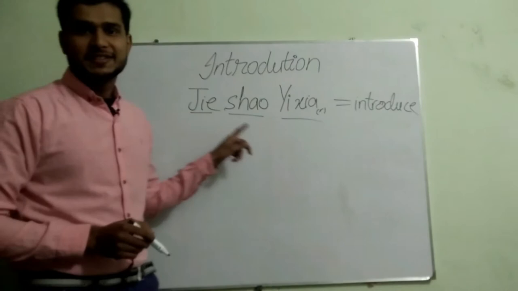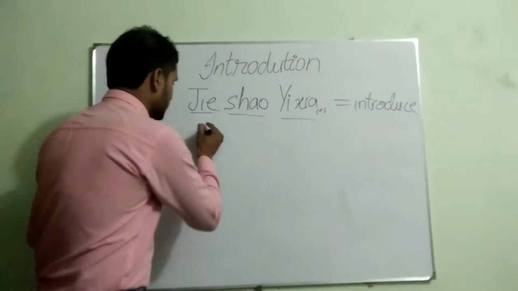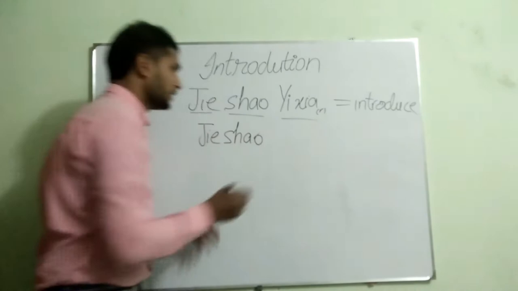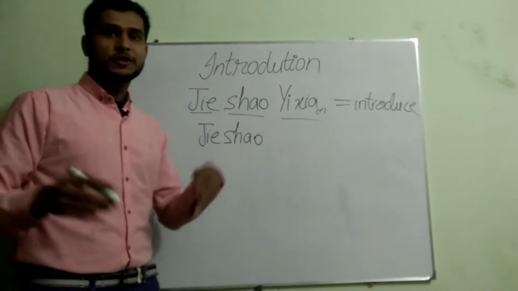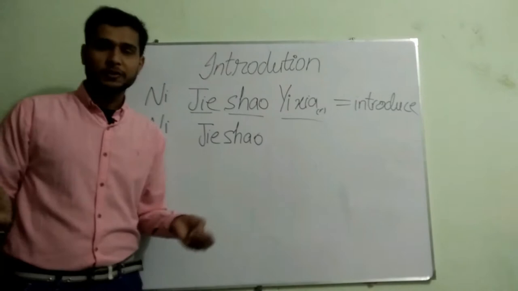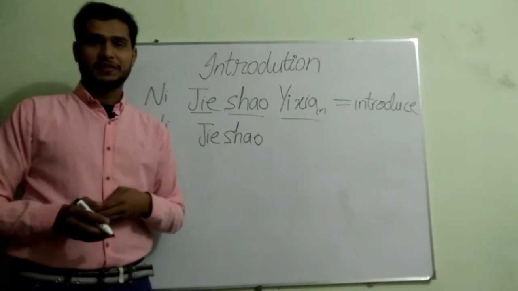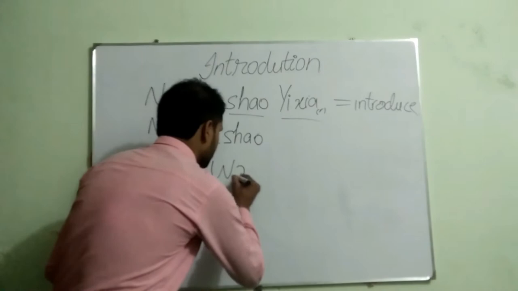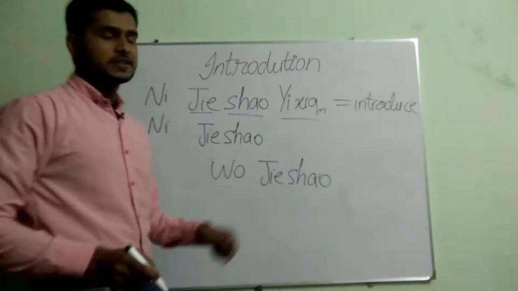And guys, there is also a simple spoken form, jie shao. Jie shao meaning also introduce. And jie shao yixia is a complete verb. If I put before this ni, ni jie shao yixia, or just simply ni jie shao, its meaning is introduce yourself. You can also say wo jie shao. Wo jie shao, I introduce myself.